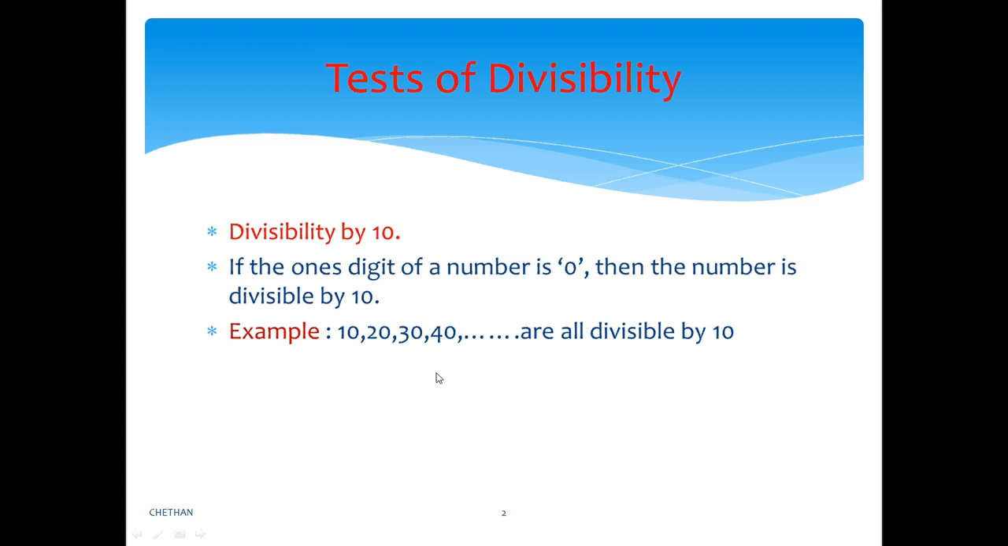Do you understand this? Then which numbers are not divisible by 10? See here: 13, 27, 32, 48, 55, 69. These are all not divisible by 10 because in these numbers the unit place has a different digit, not a 0. If these numbers had 0, then they would be divisible by 10. On the basis of this we do tests of divisibility by 10. Do you understand this?